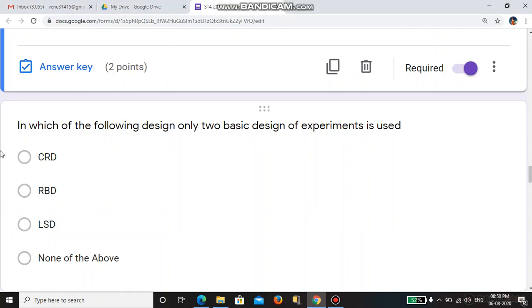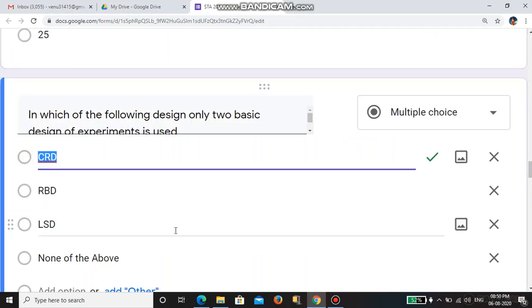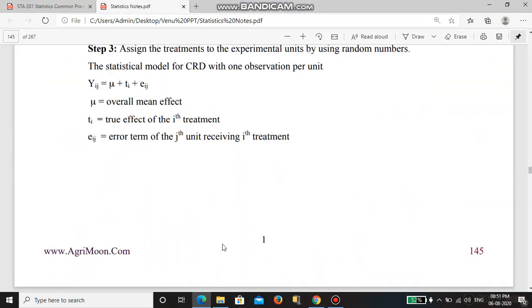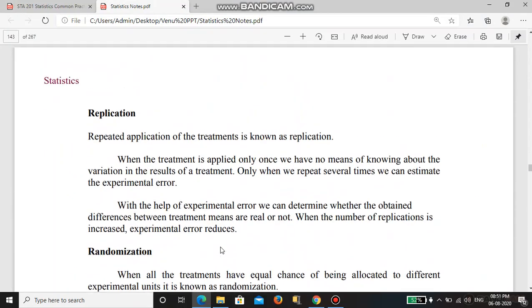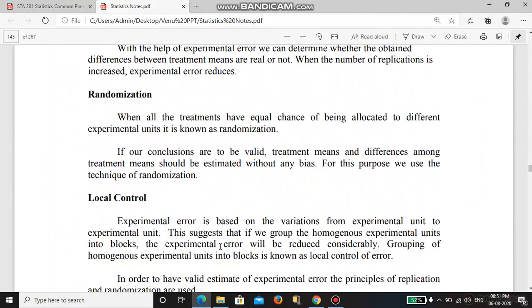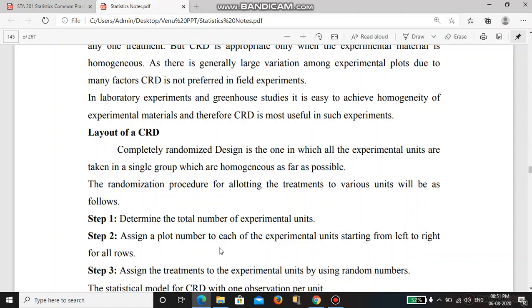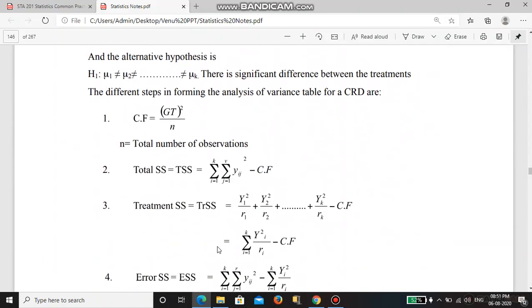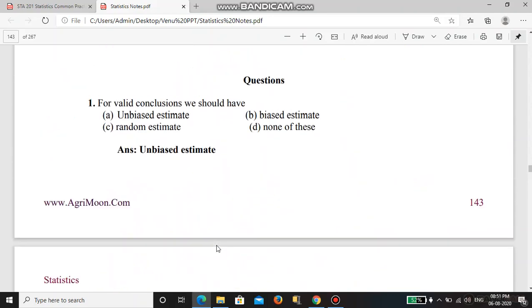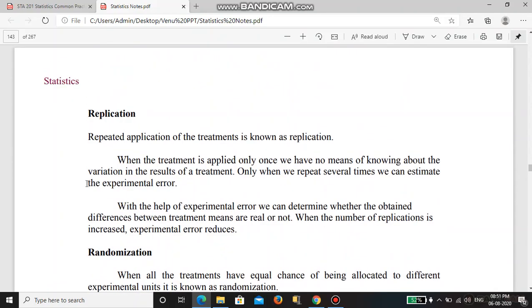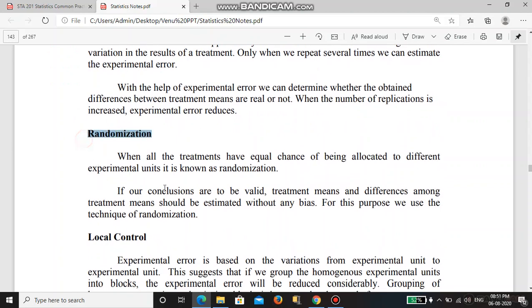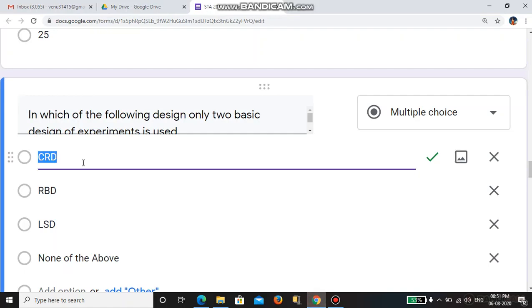In which of the design only two basic design experiment is used, okay, so the answer is CRD, okay, so in CRD only we will use only 2 basic design experiments, okay, see here, principal design is replication, randomization and local control, okay, but in CRD we will not use local control, okay, so CRD is the answer, okay, CRD is the answer.